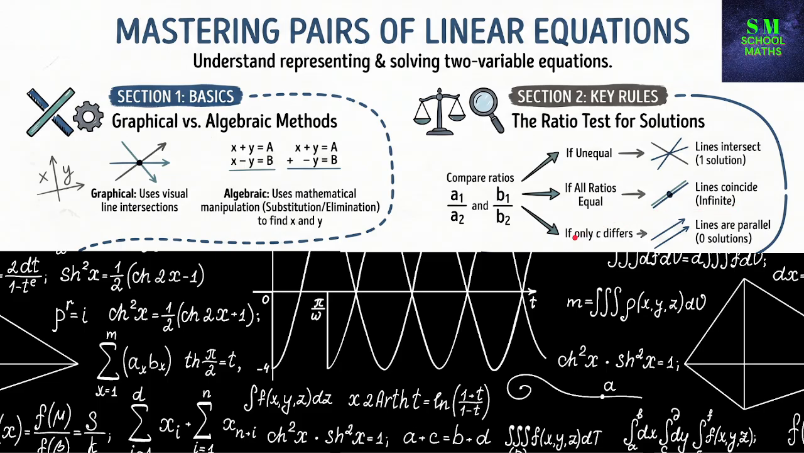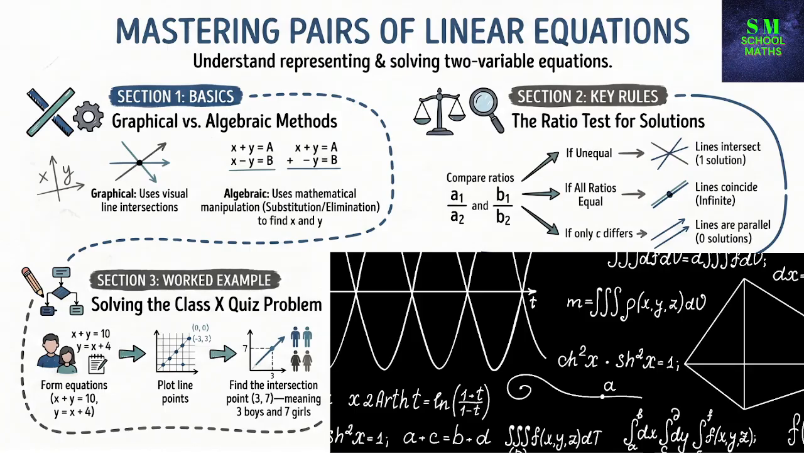Rule 3: lines are parallel. If the x and y ratios match, but the constant c ratio is different, a1 by a2 is equal to b1 by b2, which is not equal to c1 by c2. The lines run perfectly parallel because they never touch. You get zero solutions.